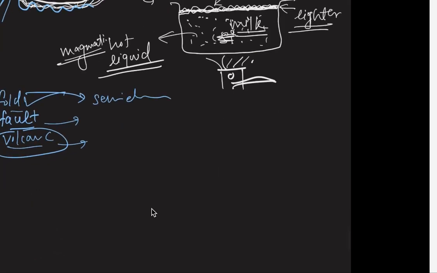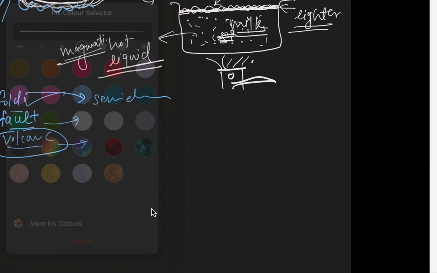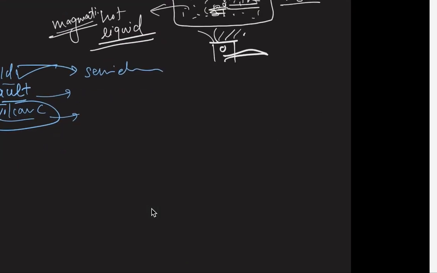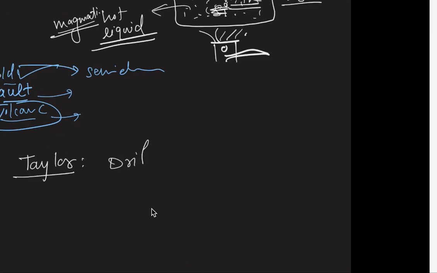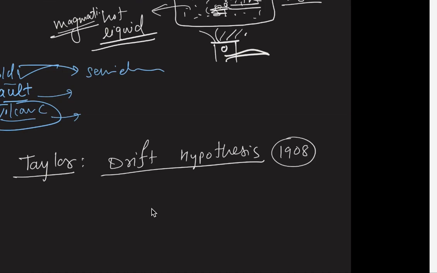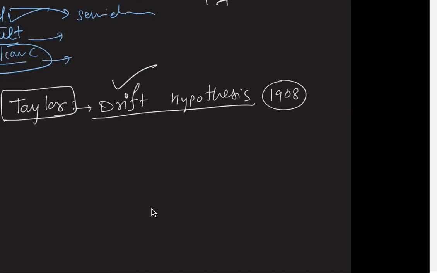Okay. Now there was another person who said that these features are because of different phenomena. This person was actually Taylor. Taylor gave his drift hypothesis in 1908. Okay. Taylor was a person who gave another theory. It's called the drift hypothesis.